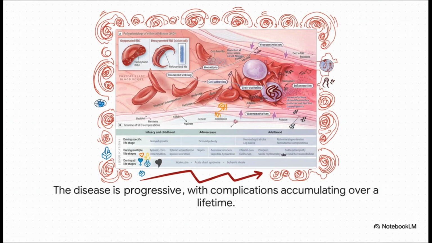In infancy and childhood, you get things like splenic sequestration. But then as patients get older, moving into their teens and adulthood, the really severe complications start to show up. Things like stroke, chronic pain, and pulmonary hypertension. It's just a lifelong, relentless assault on the body.